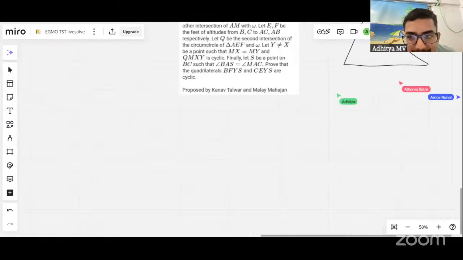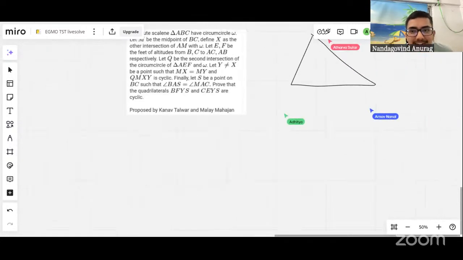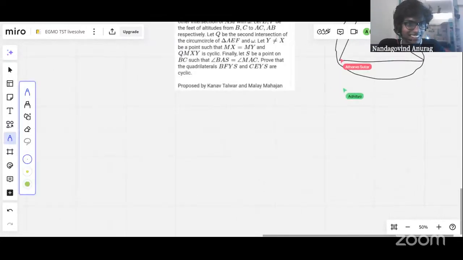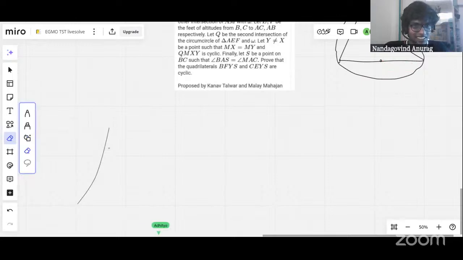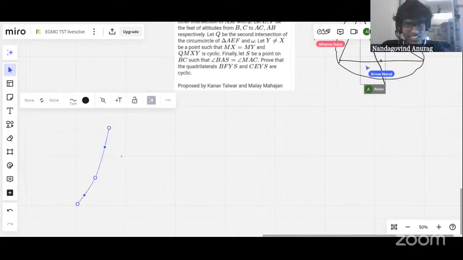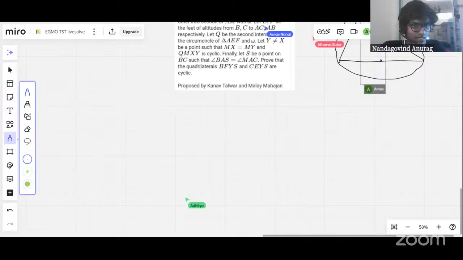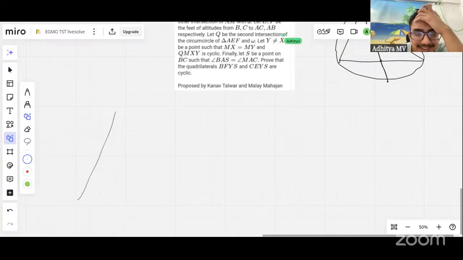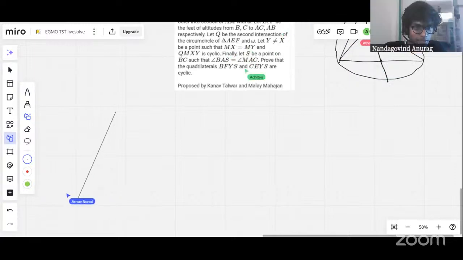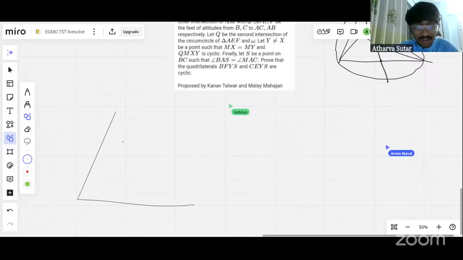Wait, draw the circumcircle. We're going to need that, right? Your line's a curve. Delete B. Wait, what diagram are we using? Yeah, there are too many diagrams. Everyone just make a diagram, and we pick the best one.